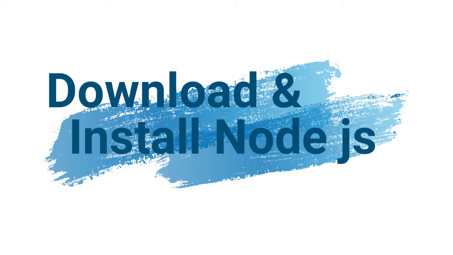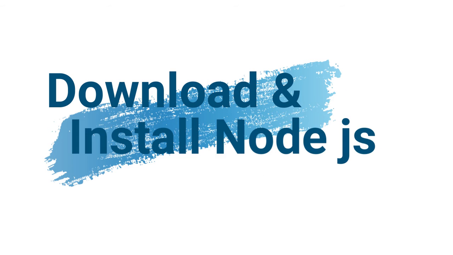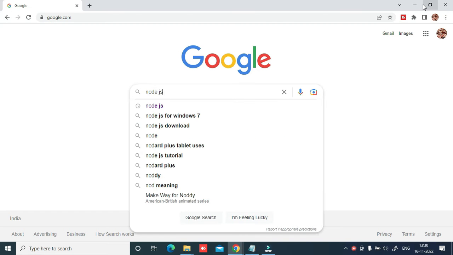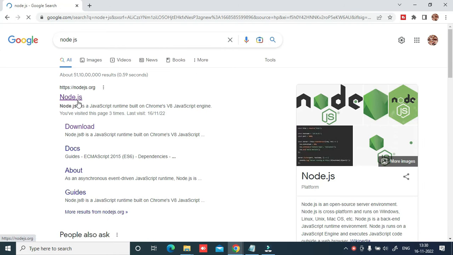In this video we're going to see how to download and install the latest version of Node.js. So we'll go to Google and we'll search for Node.js. Click on the first link.